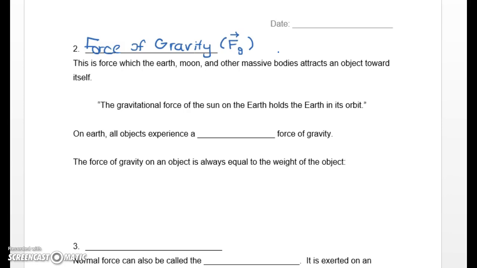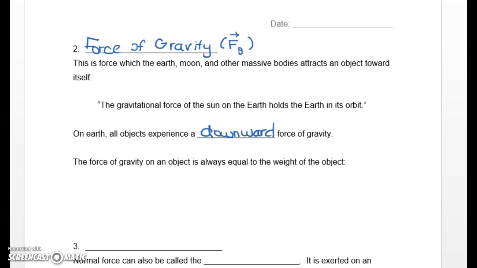An example, which might be a little bit less common than gravity keeping us humans here on Earth rather than floating out in space, is the gravitational force of the Sun on the Earth, holding Earth in its orbit. On Earth, all objects experience a downward force of gravity. If you were to hold an object, like an apple, and drop it, it's going to fall downward, and that's because of the gravity on Earth.